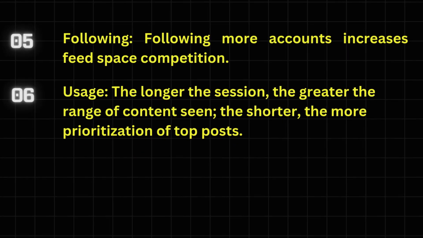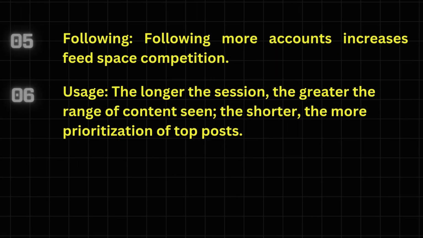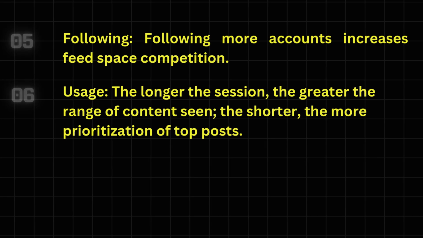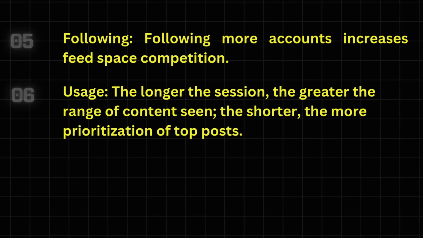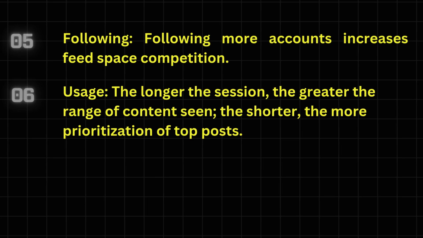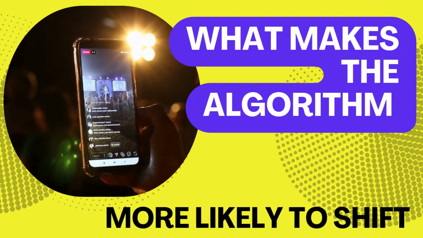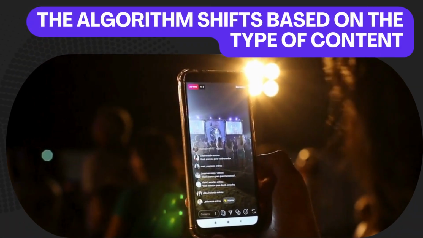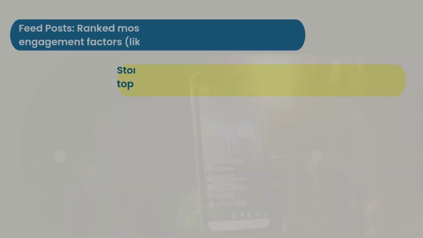Following. Following more accounts increases feed space competition. Usage. The longer the session, the greater the range of content seen. The shorter, the more prioritization of top posts. What makes the algorithm more likely to shift? The algorithm shifts based on the type of content.